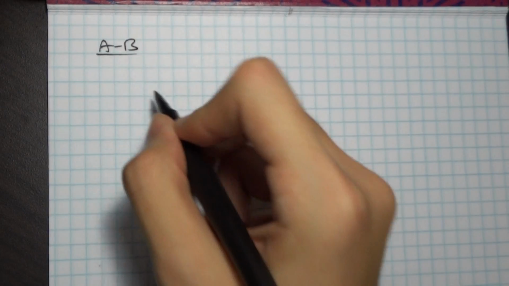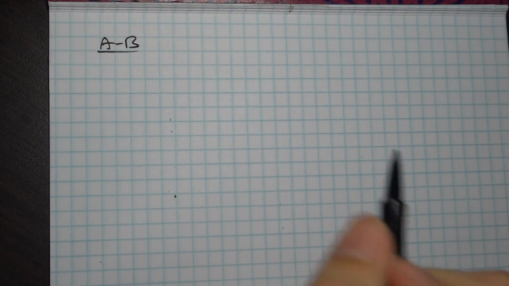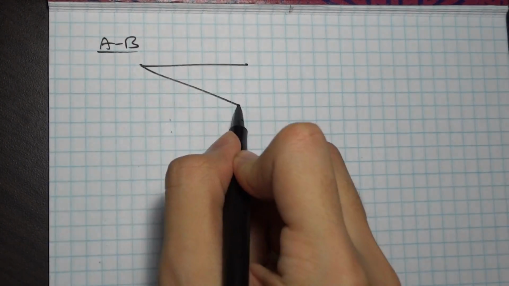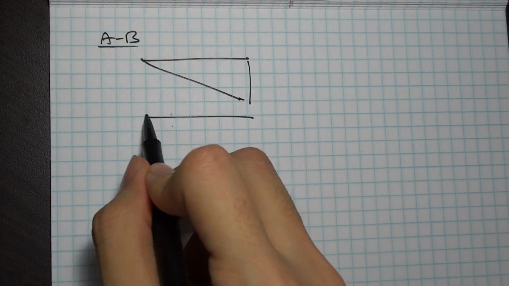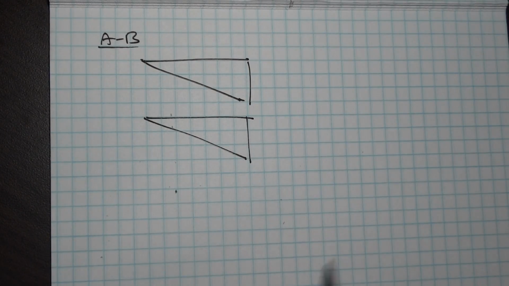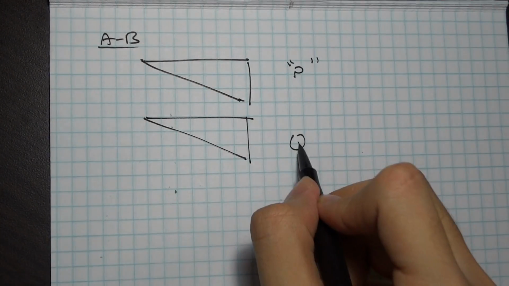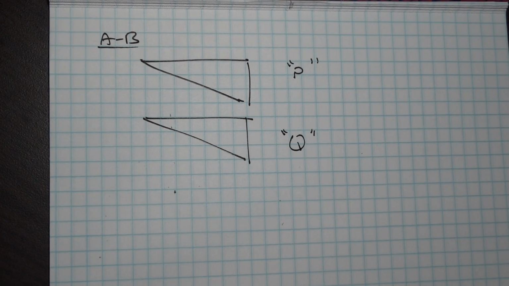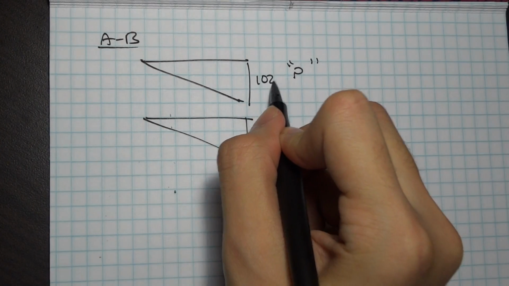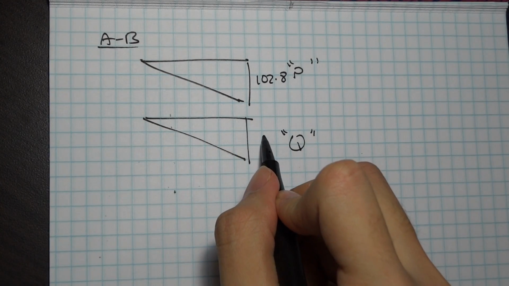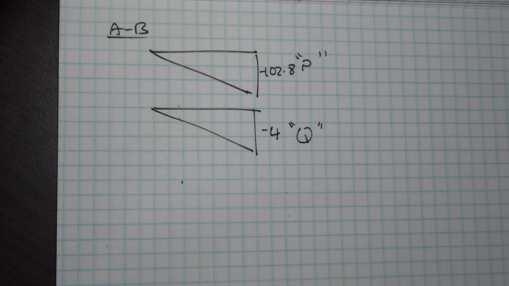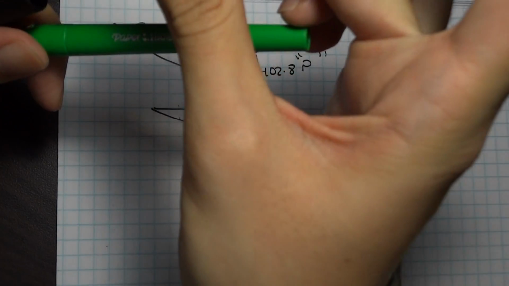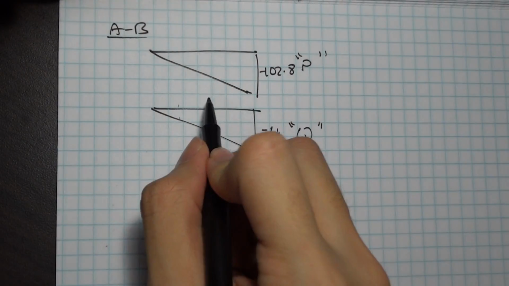Let's draw the triangles again. So I'm going to draw these sideways. These are diagonal members, but I just want to illustrate some points. So this is P, this is Q, this is 102.8, and this is 4. This is negative, negative, negative. Let me include the lengths here. This is length 5.